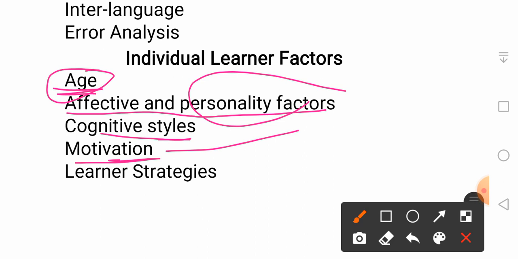So extrinsic motivation: let's say you want a job in a restaurant, and the prerequisite is that you must know the English language. Now you want this job terribly badly, because it is your utmost need. So this is your extrinsic motivation, and within 2 or 3 or 4 weeks, you will be able to learn the language. So what is the role of motivation?